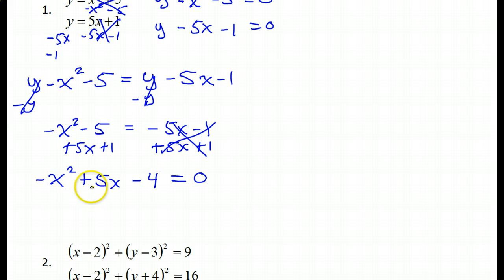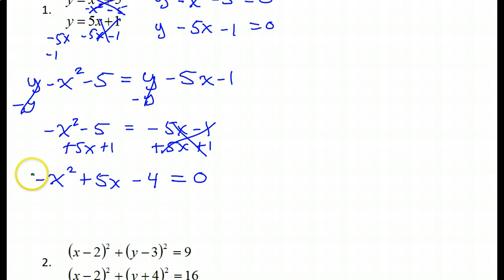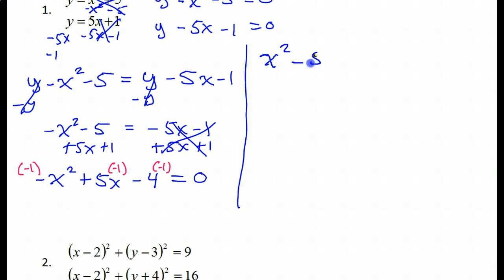Now I'd like to factor this, but trying to factor with a negative sign in front is annoying. So I'm going to multiply everything by negative 1. Okay, and I'm going to pick this up over here. So this is going to give me x squared minus 5x plus 4 equals 0.